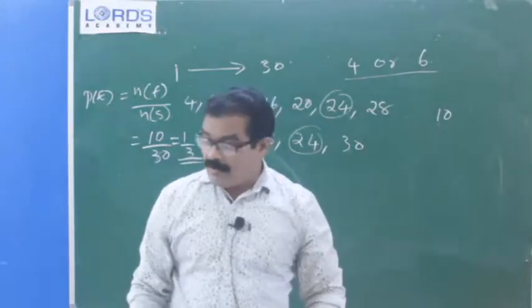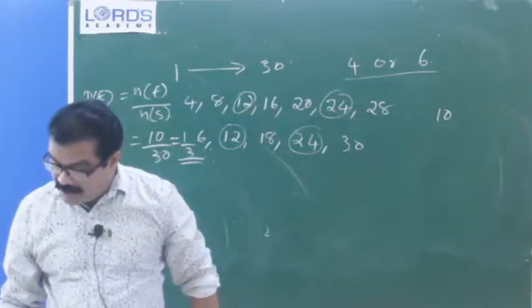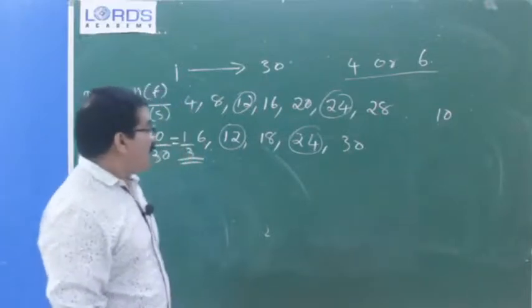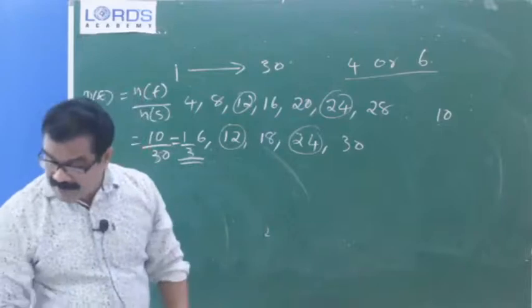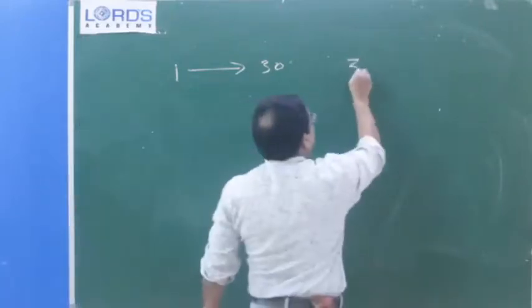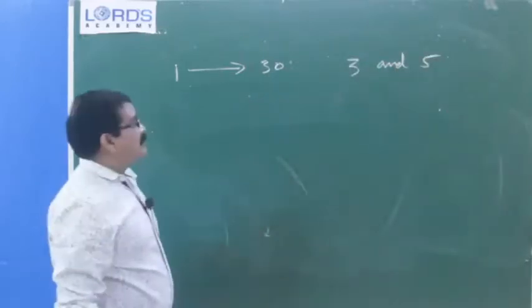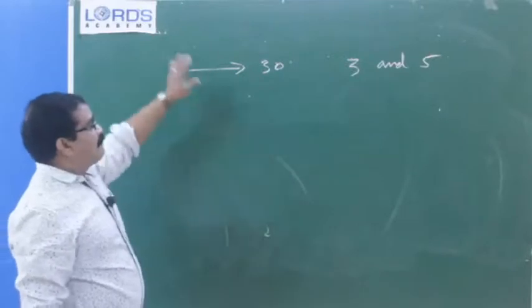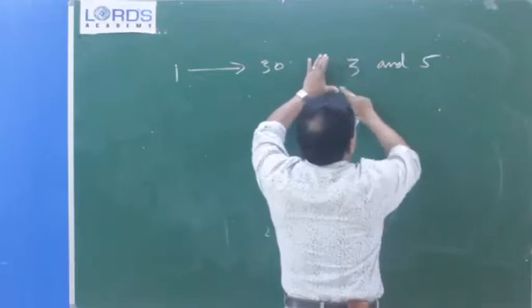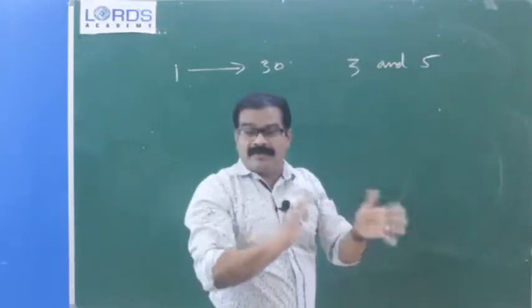Yes, sir. Okay. Then what is the probability of getting a multiple of 3 and 5? In a similar manner you can do it. Multiple of 3 and 5 means you take the multiples of 3, the multiples of 5, and then you have to take the intersection.